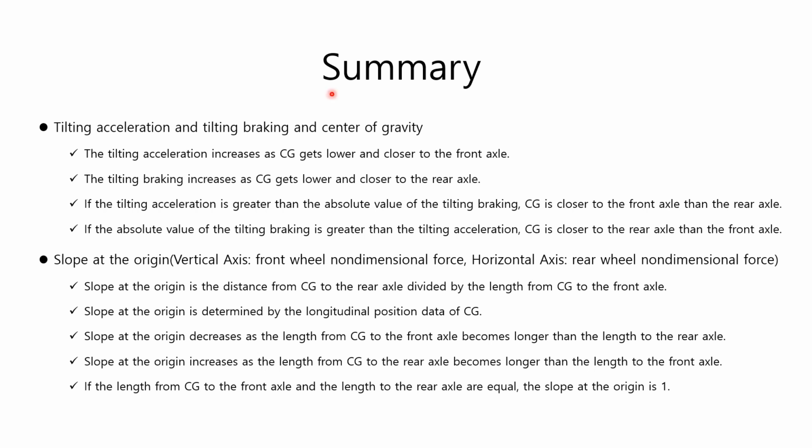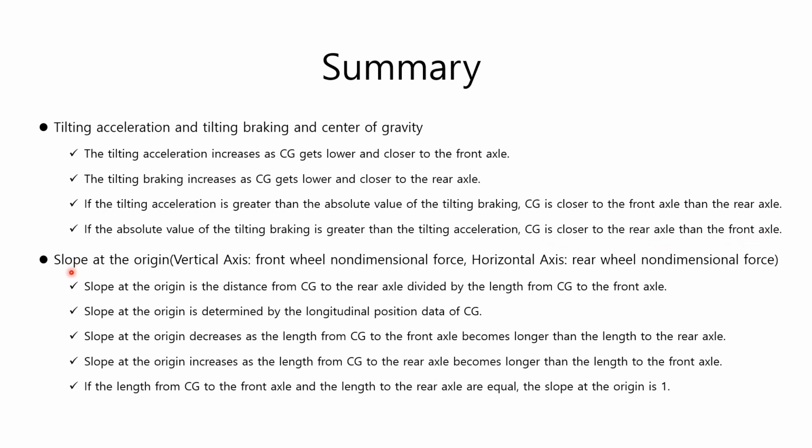Let's summarize what this video covered. I explained the relationship between tilting acceleration and tilting braking and the center of gravity. The tilting acceleration increases as CG gets lower and closer to the front axle. The tilting braking increases as CG gets lower and closer to the rear axle. If the tilting acceleration is greater than the absolute value of the tilting braking, CG is closer to the front axle than the rear axle. If the absolute value of the tilting braking is greater than the tilting acceleration, CG is closer to the rear axle than the front axle.